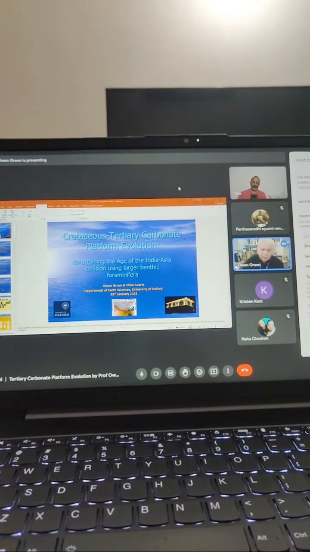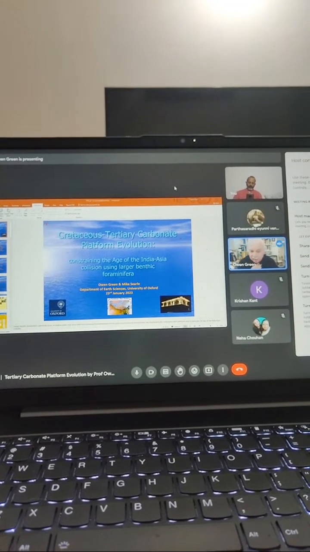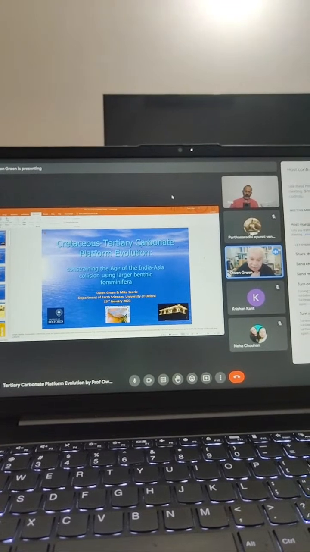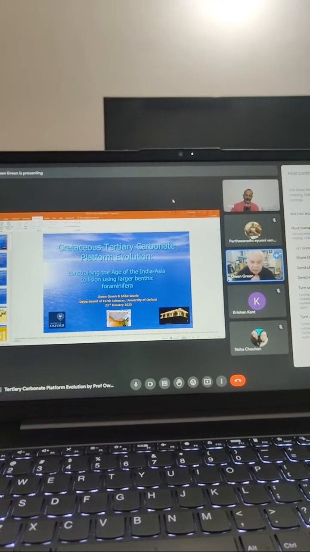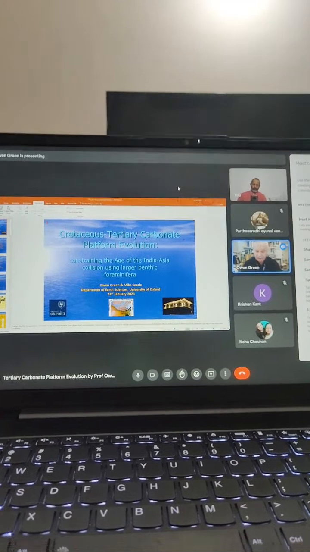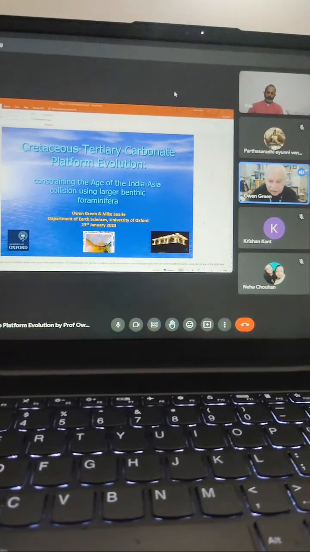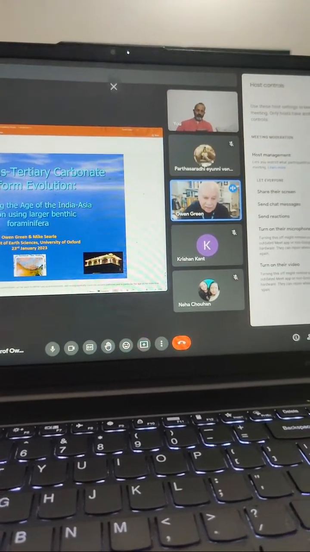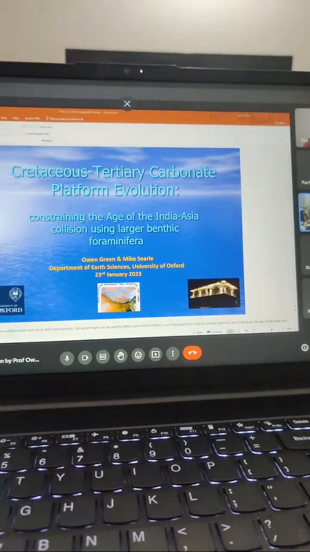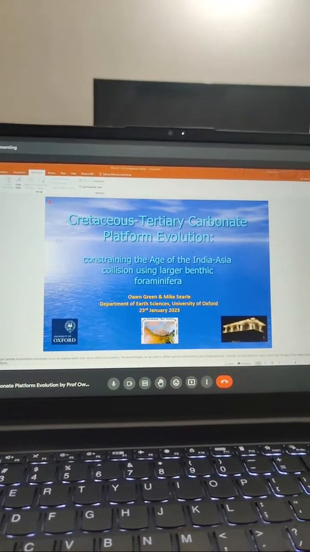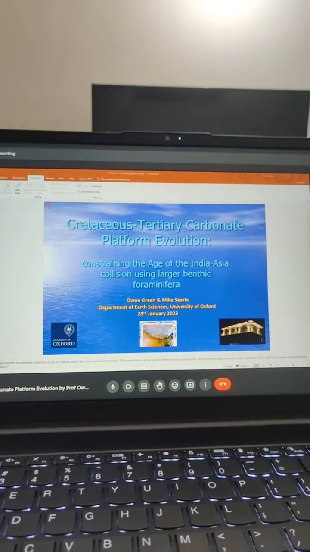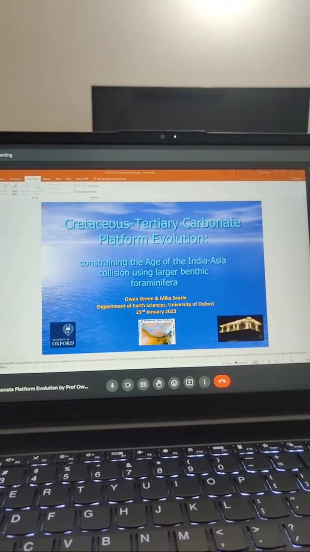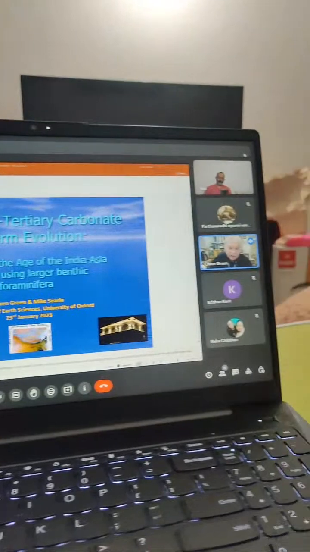So as you'll recall from earlier talks, when I was talking with Mike Searle, Mike had lots of students working on the structural interpretation of the Himalayas. And one of the issues that they had was that there were Tertiary sediments there which contain all these foraminifera. So that's how our collaboration started.